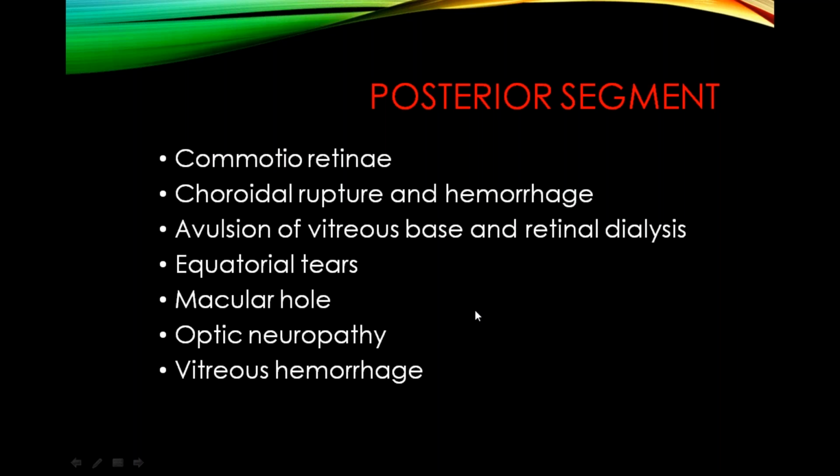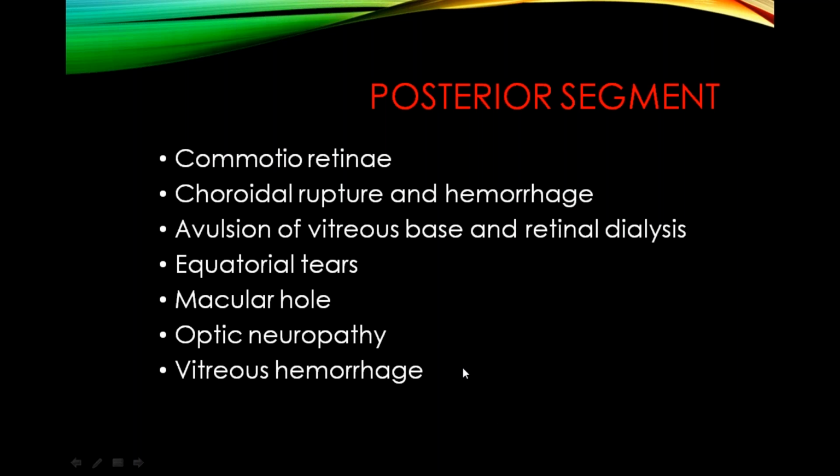Now coming to posterior segment problems. Posterior segment means what can happen in the vitreous, what can happen in the retina. In the retina, we come across these changes. First one is commotio retinae. Second one, choroidal rupture and hemorrhage. Third one, avulsion of vitreous base and retinal dialysis, equatorial tears, macular hole, optic neuropathy, vitreous hemorrhage. So these are some of the changes which are seen in the posterior segment.